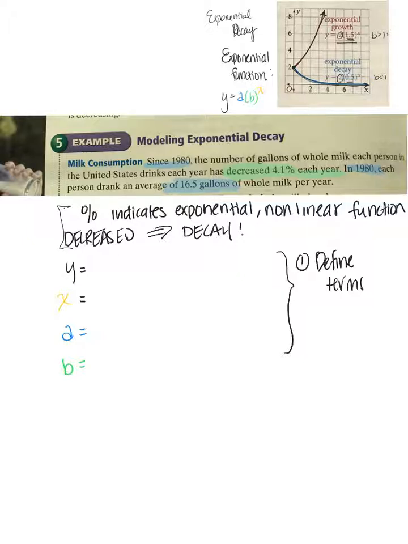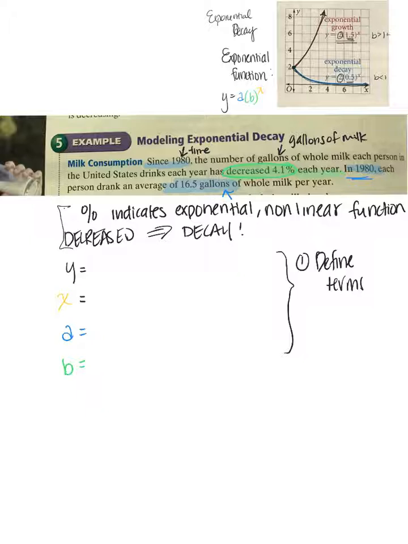So what is my y value? Well, let's see. I've got a couple of variables. I've got, since 1980, this is time. I've got the number of gallons of whole milk. So I've got gallons of milk that have been drunk. I have a percentage that something has decreased. And I have this amount from 1980 right here. So I have two different variables. I have time and gallons of milk.